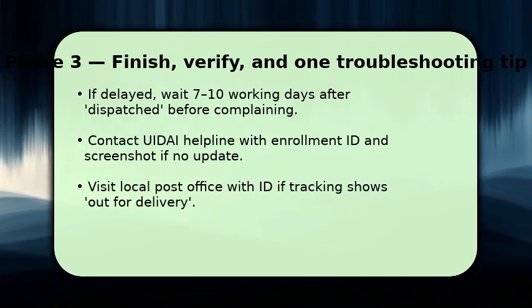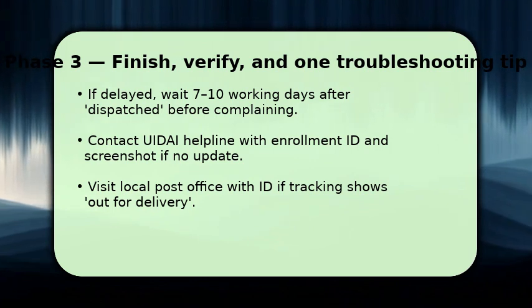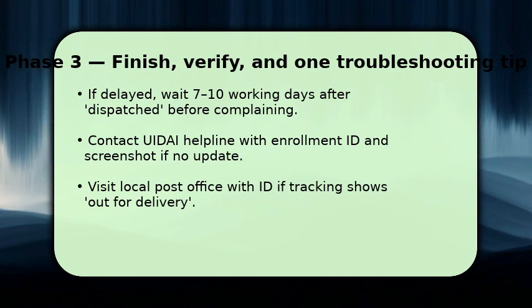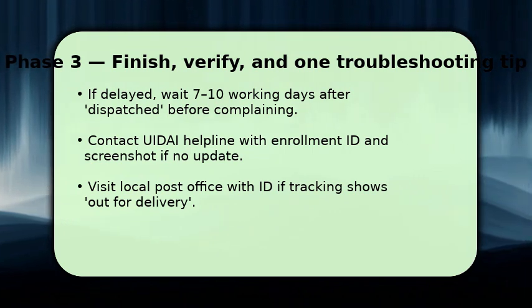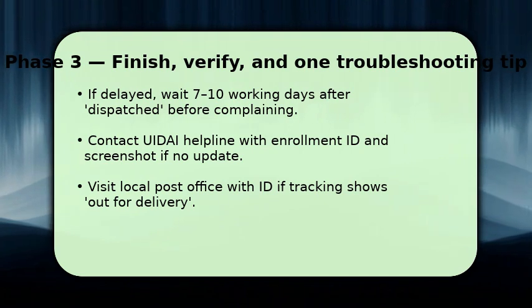If needed, call the UID helpline with your enrollment ID and screenshot, and also visit the local post office if tracking shows out for delivery. Bring ID and proof. Troubleshooting tip: if records differ, document everything and request a formal inquiry immediately.